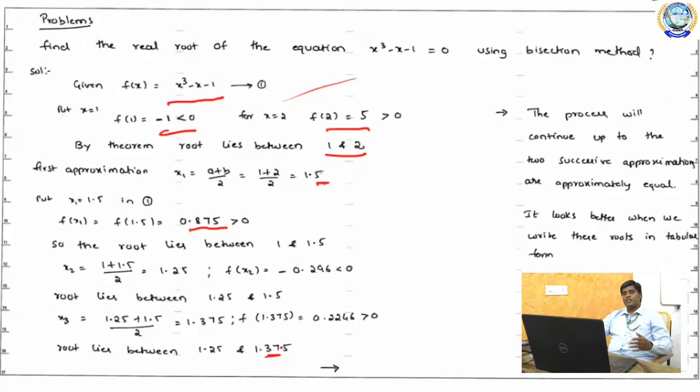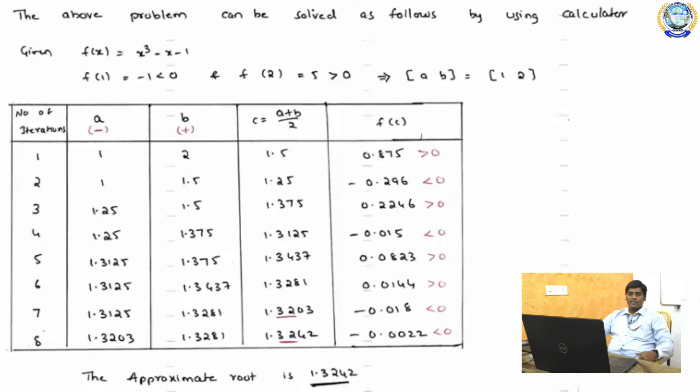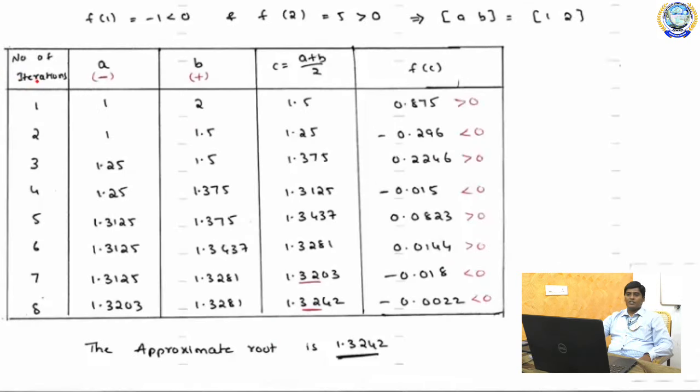I will make it a little easier by using the calculator. Here I will take the same problem, but I want to do it using a calculator and tabular form. Number of iterations means first iteration, second iteration, third iteration, and so on. I will choose the negative value a and the positive value b. c is the root, which is the average of these two, so c equals a plus b by 2. Then I will substitute this c value in the given function, that is f of c.